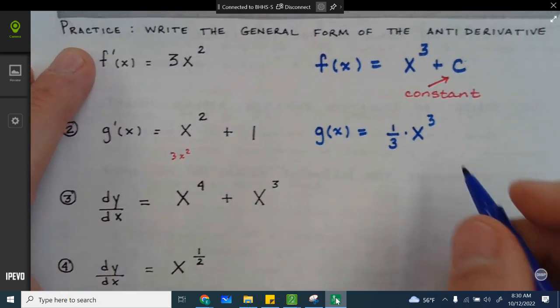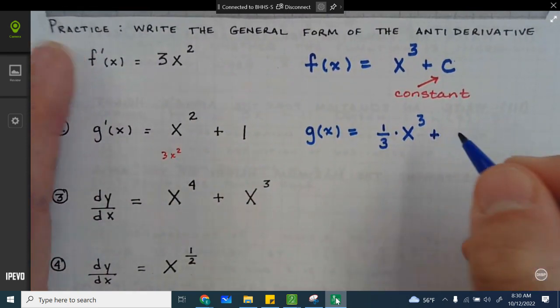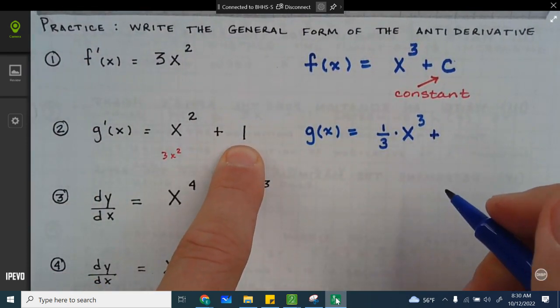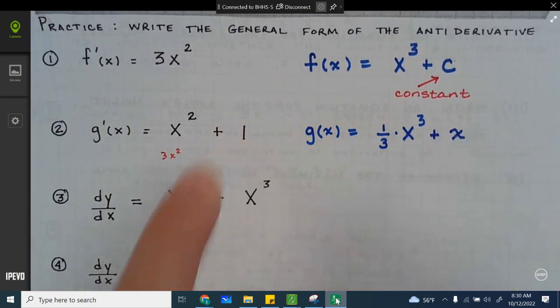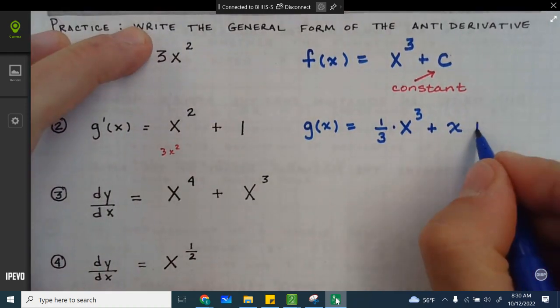Okay, good. Plus, there's a 1 right here. I hear x. Do you guys agree with that? Plus x plus the cat.